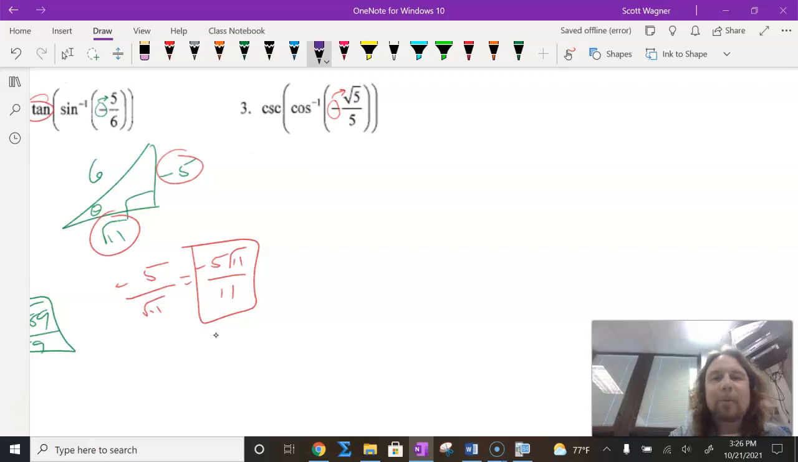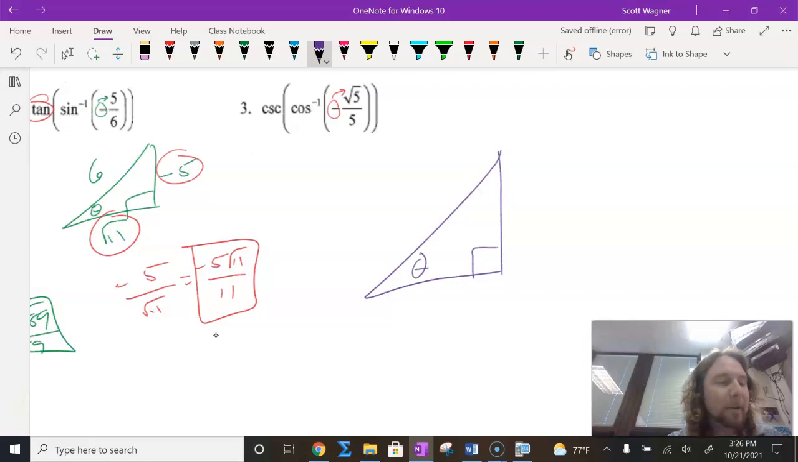All right, so let's see here. We draw out our right triangle. You put theta right there. Cosine is the adjacent over the hypotenuse. So that's a negative root 5 down here, and that's a 5 as the hypotenuse. Use the Pythagorean theorem. 5 squared is 25. Root 5 squared is 5. Subtract them and you get root 20. But that simplifies down because you've got a 4 in there, so that could be 2 root 5. 2 root 5 is what we got.